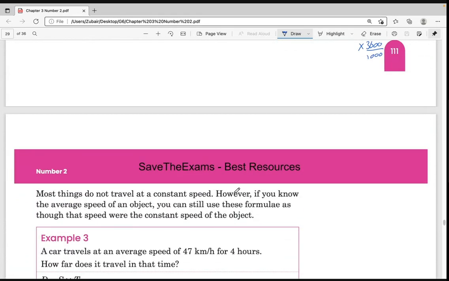Example number 3. A car travels at an average rate of 47 kilometers per hour for 4 hours. How far does it go? So we have the speed, we have the time. Distance is equal to speed into time. Speed is 47 times 4. 47 into 4, we get 188. And kilometers per hour, so this is kilometers.